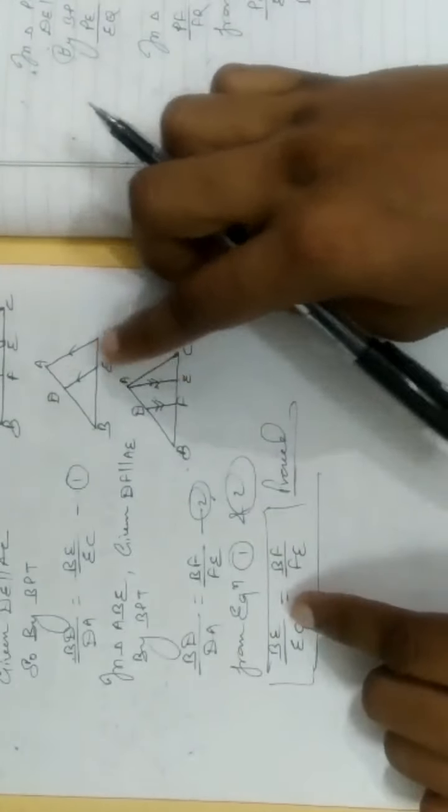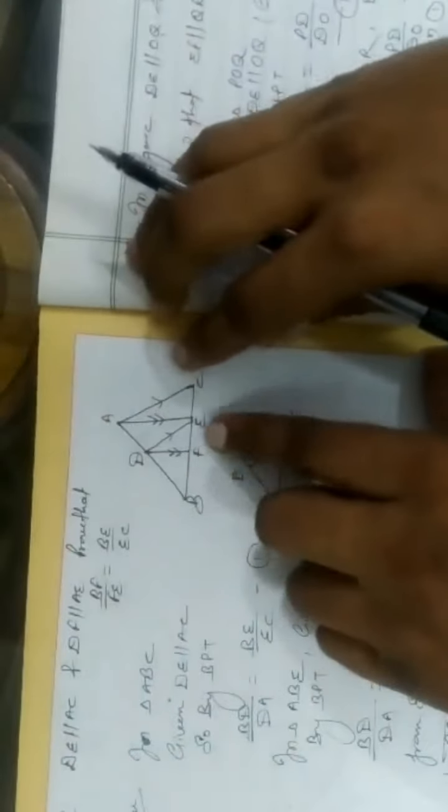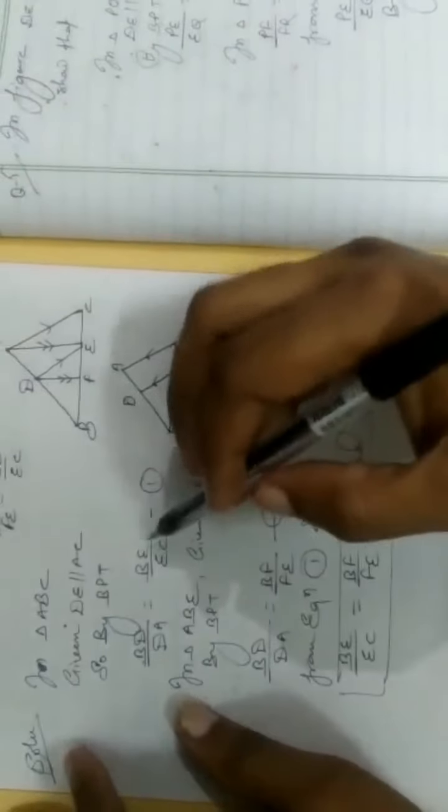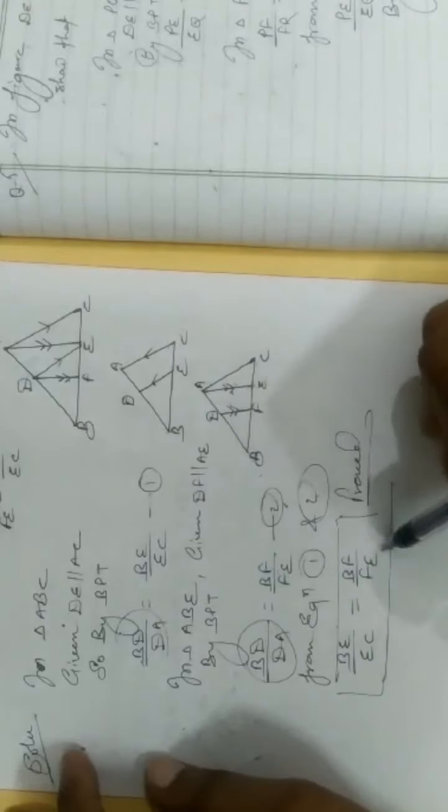That's why I showed you this figure: if you hide these lines and then see, you will get confused, but once you hide these two lines and see, then hide this line and see the figure, in this way also you can do. Now you have applied BPT theorem in two triangles one by one. Here you are getting BD upon DA, BD upon DA, both are the same, so these will also be equal. So from equation 1 and 2 we can say BE upon EC equal to BF upon FE.